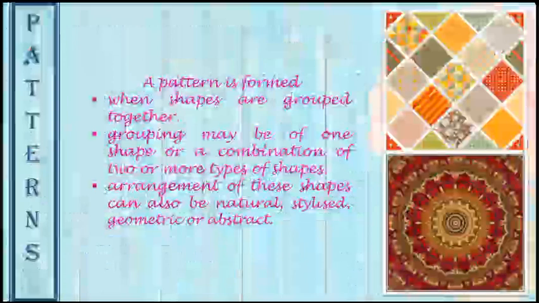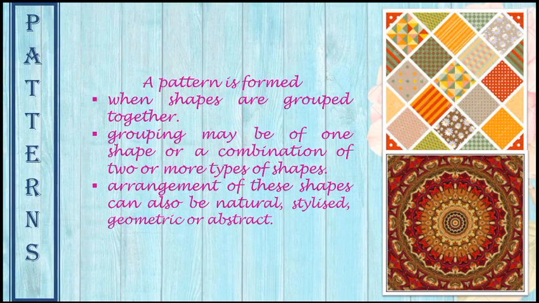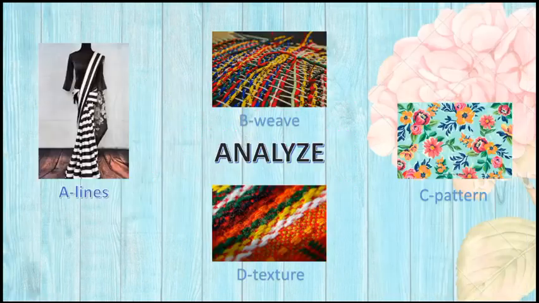And when we combine line and shapes, then we have the pattern. A pattern is formed when the shapes are grouped together. Grouping may be of one type of shapes or a combination of 2 or more shapes. The first one has geometric shapes, many different types of shapes, and the second one has more circular shapes. Arrangement of these shapes can also be natural, stylized, geometric or abstract, as we discussed in the shapes. I hope the elements of design are clear.